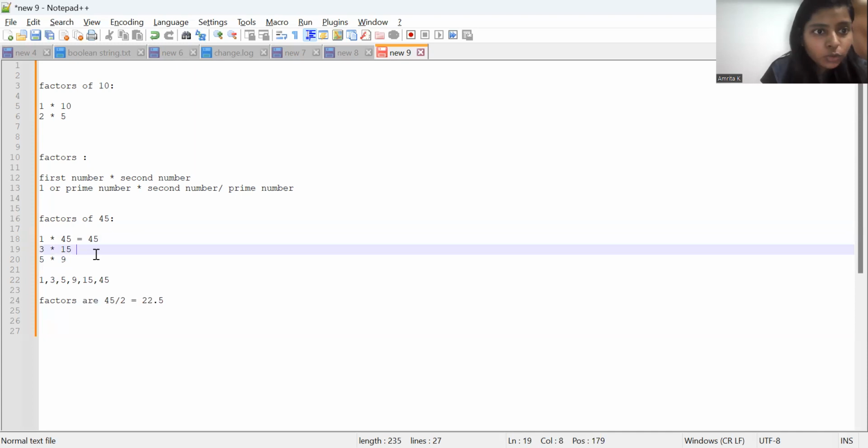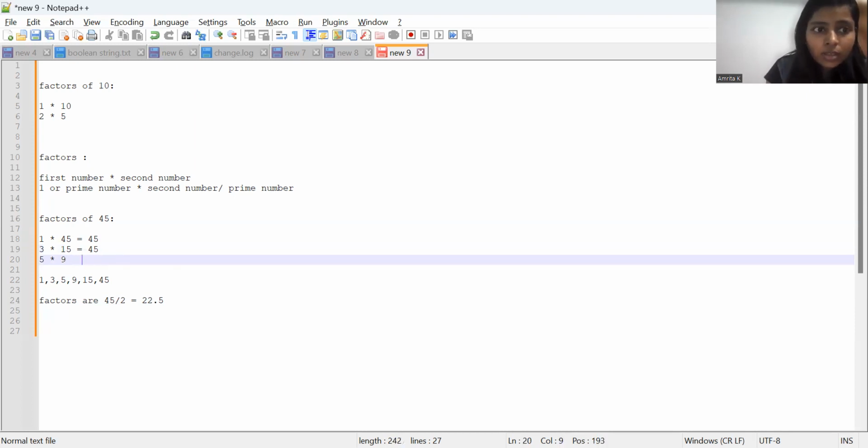Then 3 into 15 is equal to 45. So 45 is a multiple of 3 and 15. This is how we say. Okay. Then 5 into 9 is equal to 45 implies what? It says that 5 and 9 are factors of 45, and 45 is a multiple of 5 and 9. Okay.